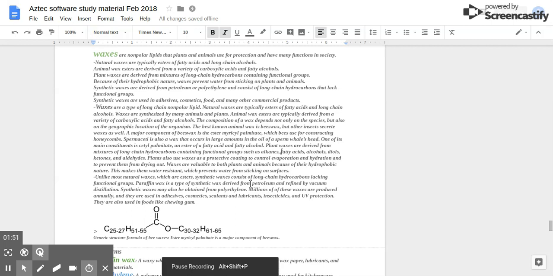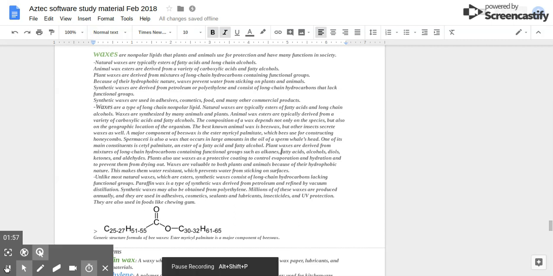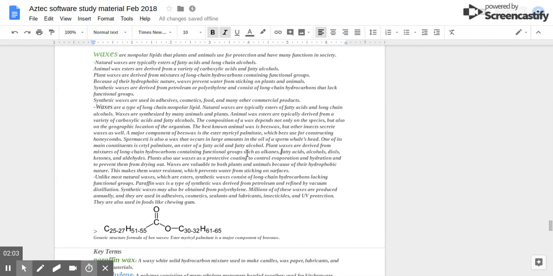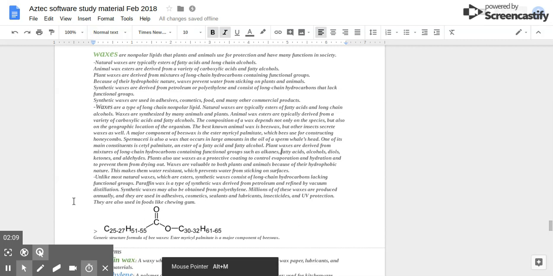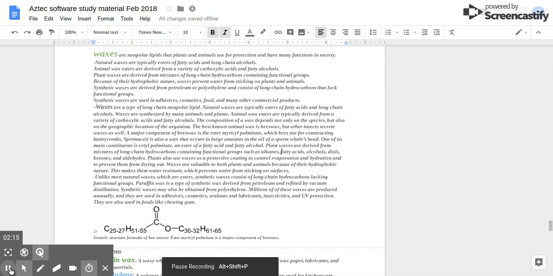So, as we went over earlier, there's wax that bees make, as well as in whales' heads, there's wax as well. So waxes are for protective purposes, again, contained by animals and plants.